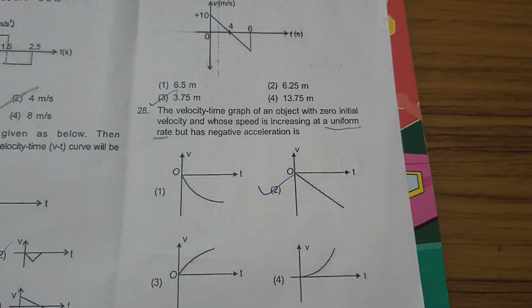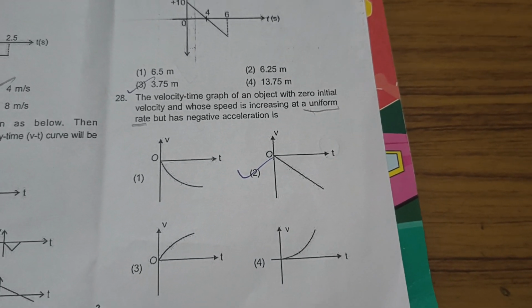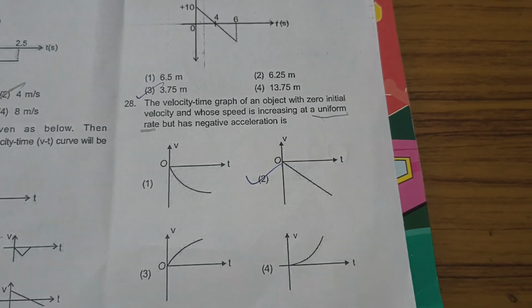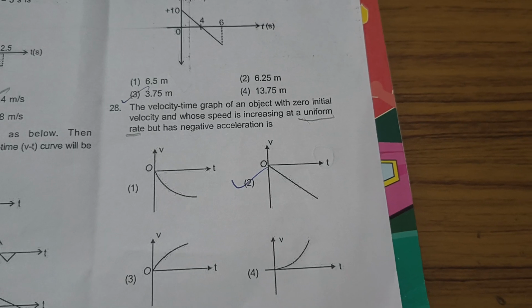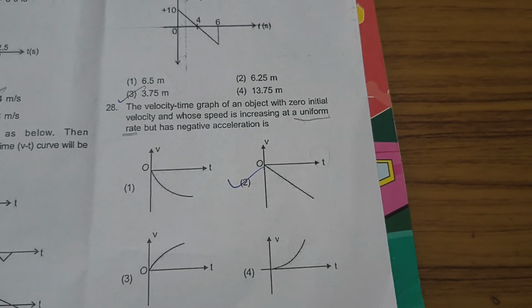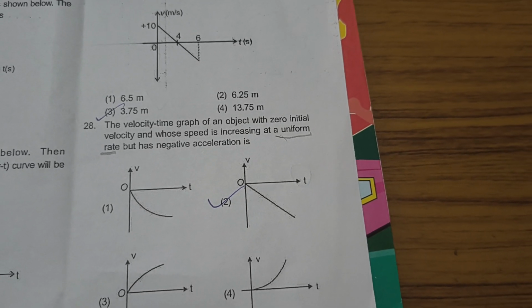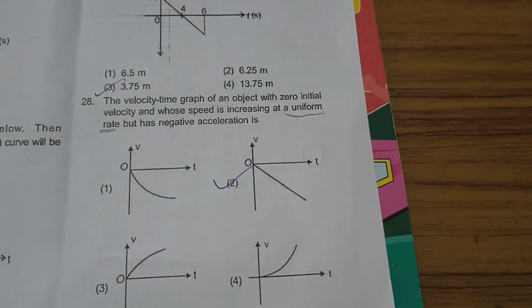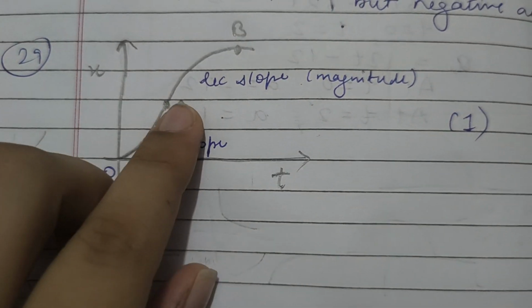Only in the xt graph can you comment on both velocity and acceleration, because there the slope is velocity, and if it is increasing or decreasing, you can say what is the sign of acceleration, because they just depend on the increasing wave or decreasing wave. Hope you understand that.